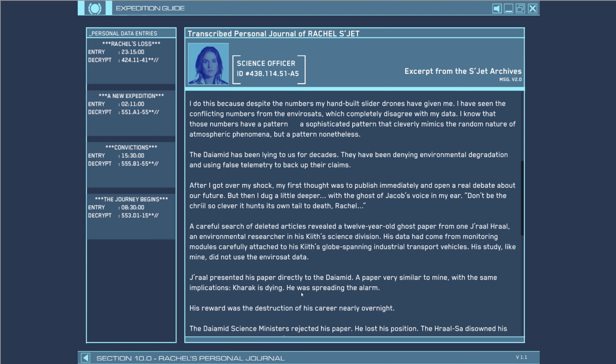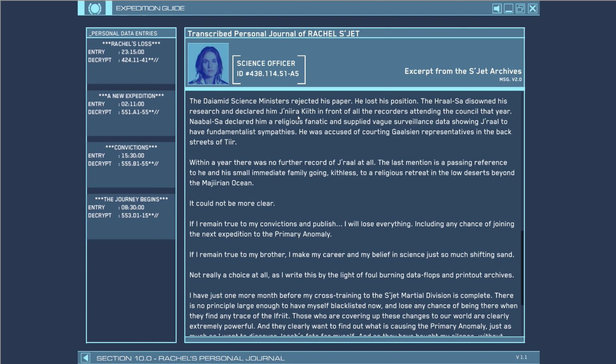The Diamond science ministers rejected his paper. He lost his position. The Haral Saw disowned his research and declared him Genera Kith in front of all the recorders attending the council that year. Nabal Saw declared him a religious fanatic and supplied vague surveillance data showing Jral to have fundamentalist sympathies. He was accused of courting Gaussian representatives in the back streets of Tyr. Within a year, there was no further record of Jral at all. The last mention is a passing reference to he and his small immediate family going Kithless to a religious retreat in the low deserts beyond the Megarian Ocean.